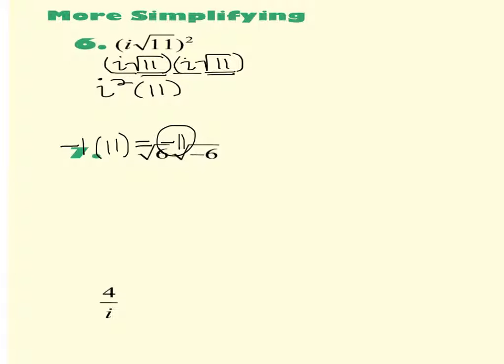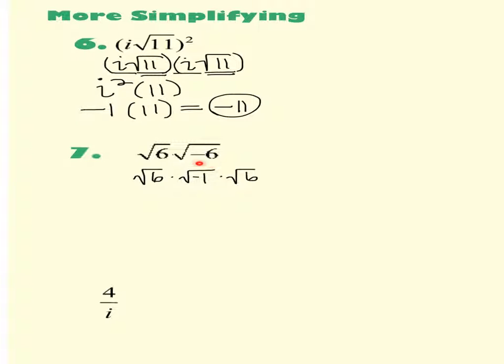Finally, square root of 6 times the square root of negative 6. We have the square root of 6. And if I think about this as an imaginary number here, I can break it up into square root of negative 1 times the square root of 6. We know square root of negative 1 by definition is i. And then root 6 times root 6 is root 36. So we're just left with 6i.